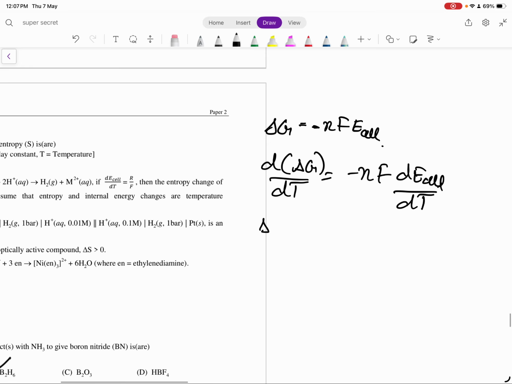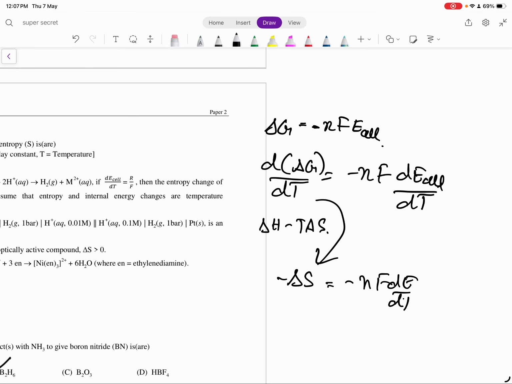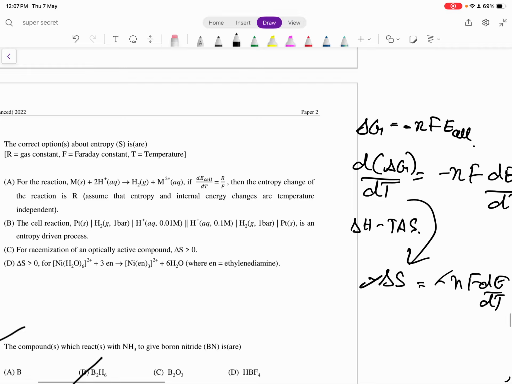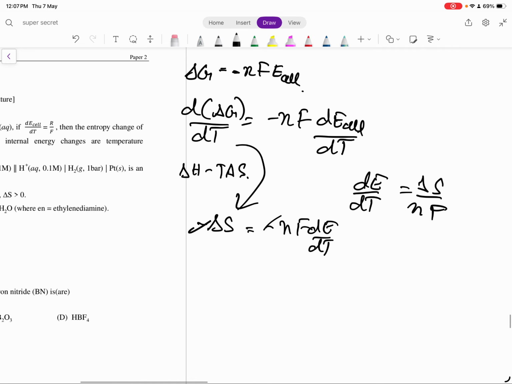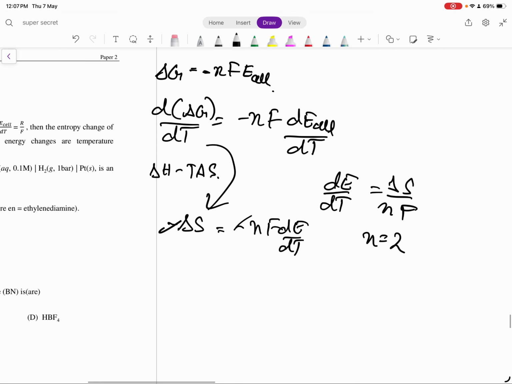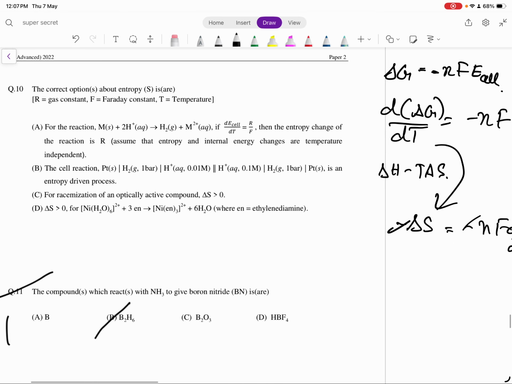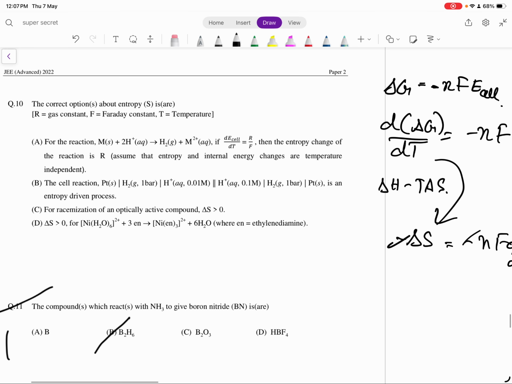So delta H minus T delta S. So this is actually equal to minus delta S, minus NF dE cell by dt. Minus minus cancel. dE by dt is equal to delta S by NF. And N is the number of electrons exchanged in the reaction. And N is equal to 2, right? So delta S is actually equal to 2R. Then the entropy change of the reaction is R? No, that's wrong. It should be 2R, I think.